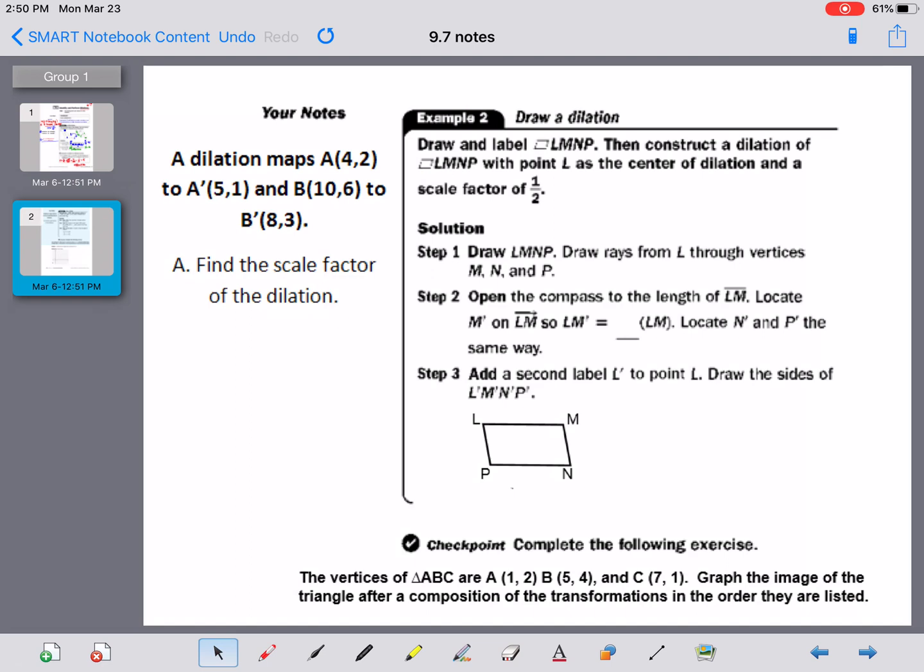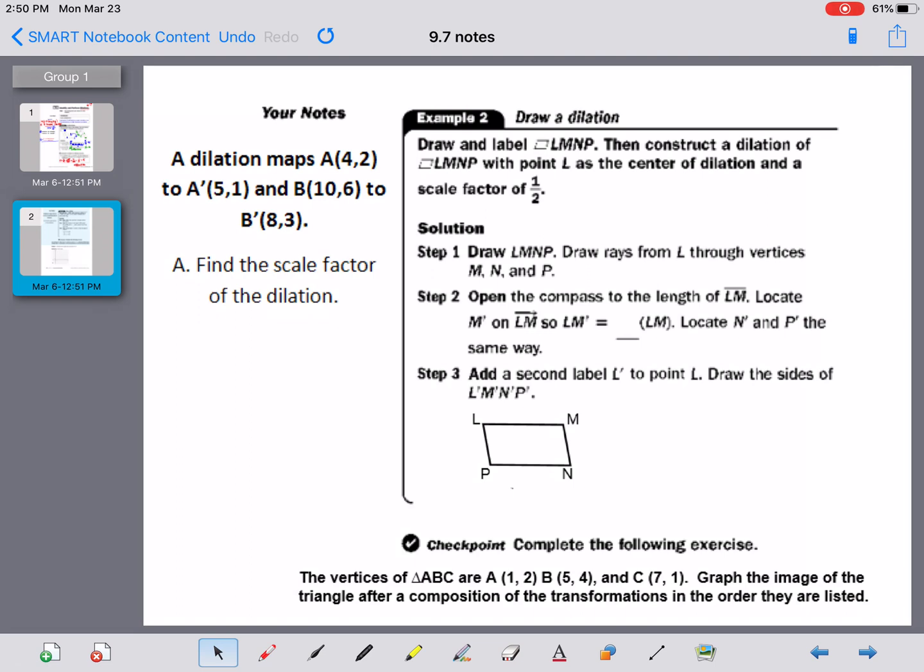So when I'm reading there, it says draw and label parallelogram LMNP. And then we're going to construct a dilation of LMNP with point L as the center of dilation and a scale factor of 1/2. So when I go to step 1, it says draw LMNP, and I already did that for everybody in your notes. I drew you a parallelogram, so it's already there.